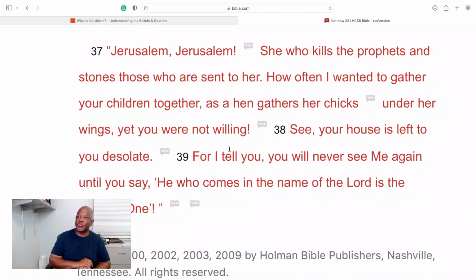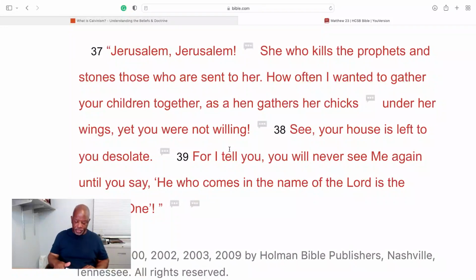He says, "Jerusalem, Jerusalem, she who kills the prophets and stones those who are sent to her, how often I wanted to gather your children together as a hen gathers her chicks under her wings, yet you were not willing. See, your house is left to you desolate. For I tell you, you will never see me again until you say, 'Blessed is he who comes in the name of the Lord.'" So here's his response to this.